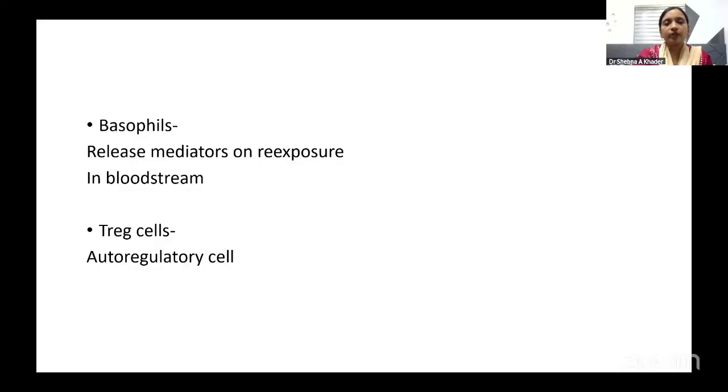Basophil is as important as mast cells and releases mediators on re-exposure. Basophils are mainly found in the bloodstream, and mast cells are mainly found in the tissues. And special mention has to be made for Treg cells, that is, T regulatory cells. It is actually an auto-regulatory cell. It inhibits the allergen response, and it is very important in the immunotherapy aspect.